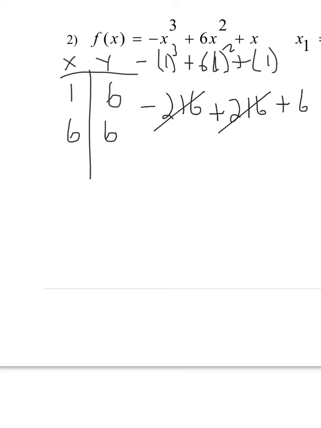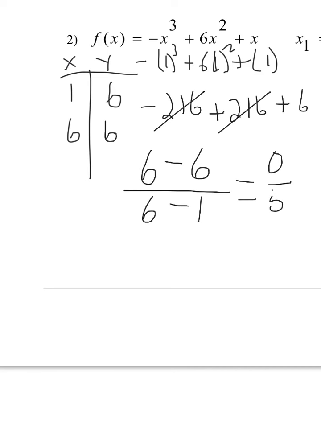We want to know what the average rate of change is for this function between the domain of 1 and 6. So we use our slope formula, the change in y over the change in x. In this case, we get 0 over 5. 0 divided by 5 is just 0. If you can tell me what kind of slope that is, you get a special treat.